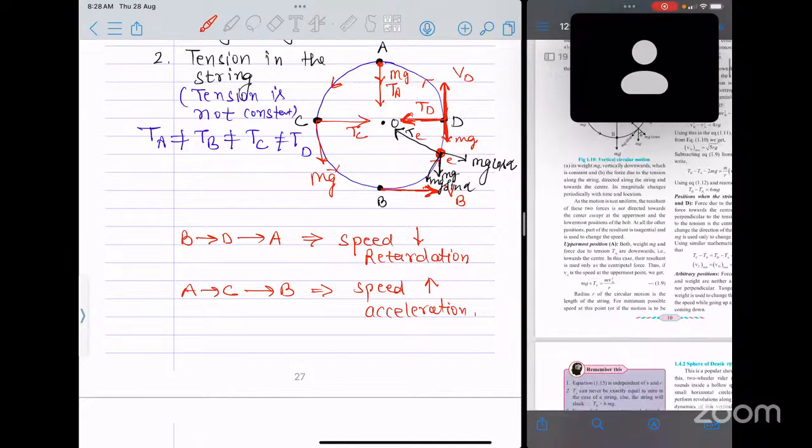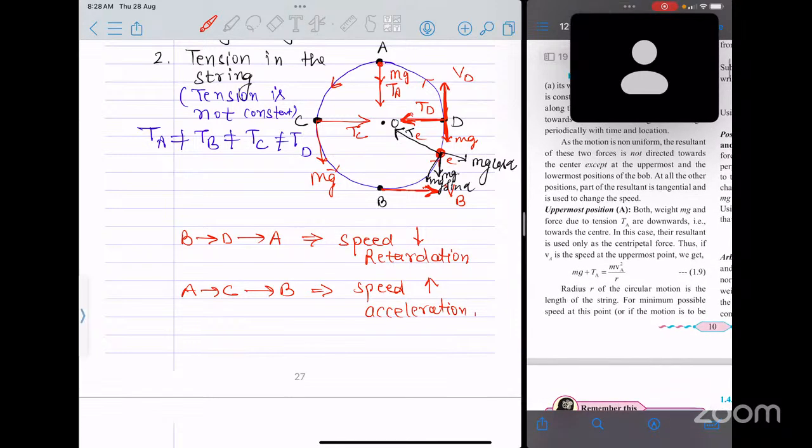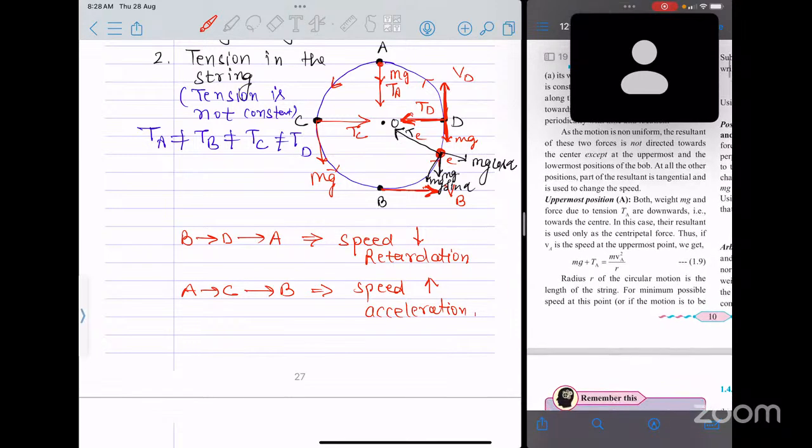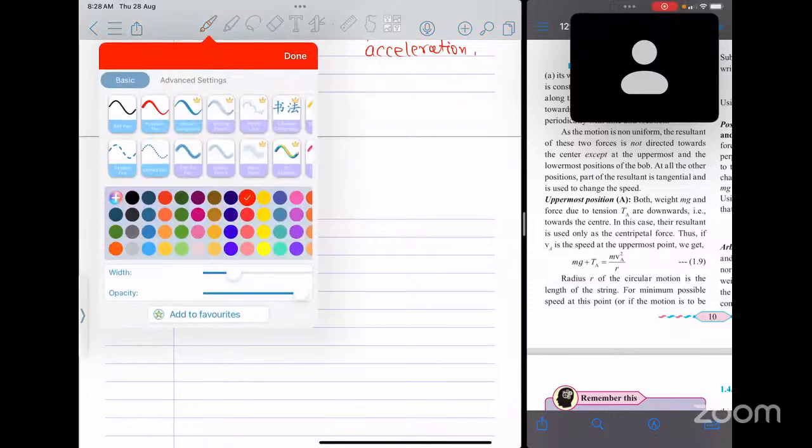Okay, understood or any doubt in it? Any doubt? No, sir.